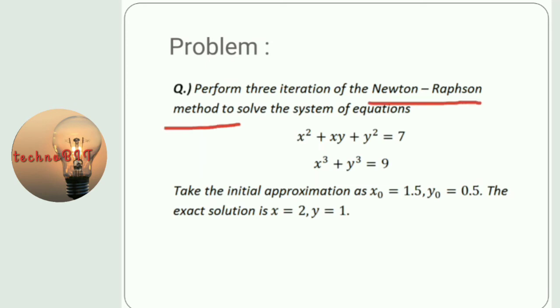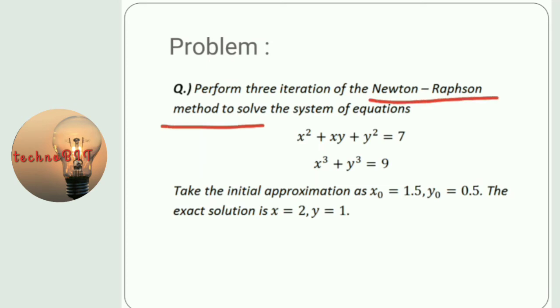Nothing has been asked that it is a multivariable equation or anything else. You have to see that this is a multivariable function because x and y both are here. So the normal Newton-Raphson formula will not work here. We have to use the non-linear system solution for the Newton-Raphson method. It's what we have done just now, right?